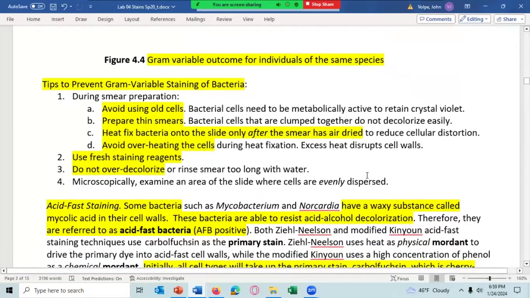So to prevent getting gram variable cells, avoid using old cells. Prepare thin smears. If you have a thick bacterial smear, that'll be layer upon layer of cells. You'll have a hard time having the dyes go all the way through the cells to stain the bottom cells correctly. And then when you're decolorizing in the gram stain, if you have cell upon cell and layer upon layer of cells, it'll be hard to wash out the crystal violet from the very lowest cells in your stack of cells.